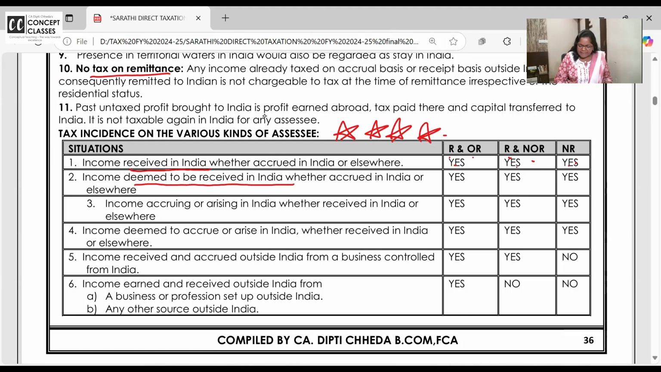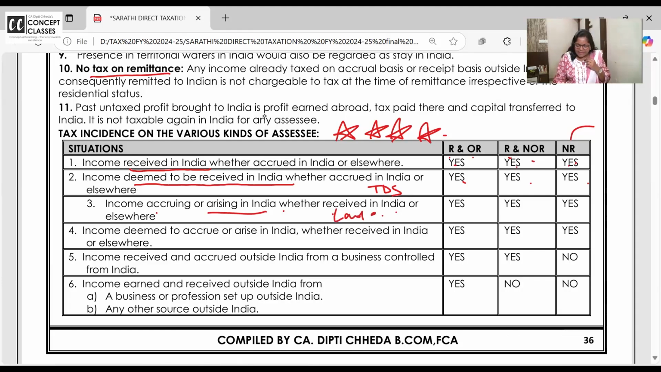Income deemed to be received, like that TDS and all. Yes, taxable for all because it's deemed to be received. Even if an NRI is receiving any income in India, he has to pay the tax. Deemed to be received, he has to pay the tax. Income accruing or arising in India, whether or not received elsewhere.